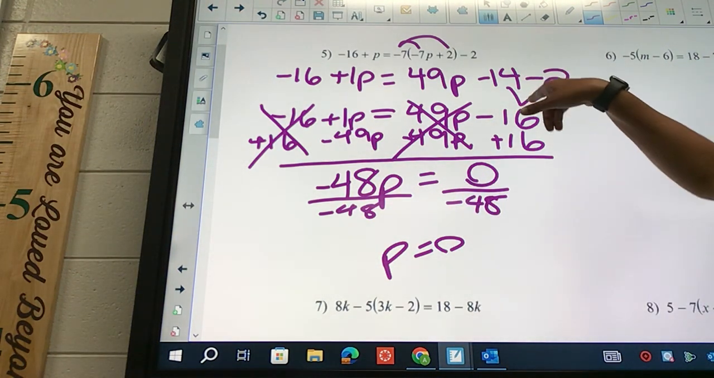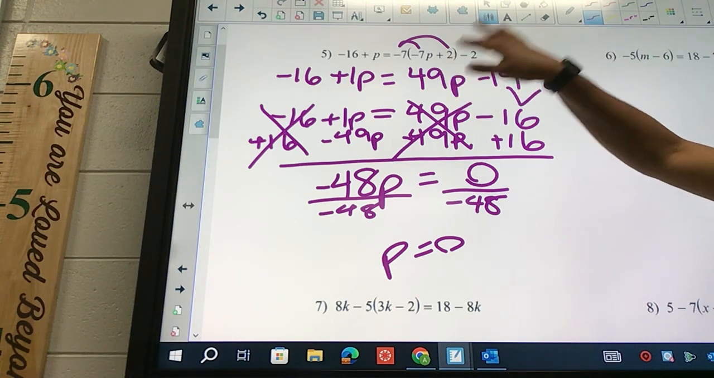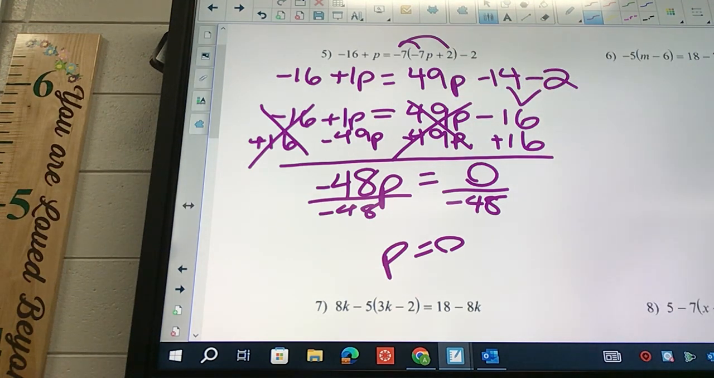Same thing up here. Some of you guys can just start skipping. Some of you guys can write the stuff underneath.